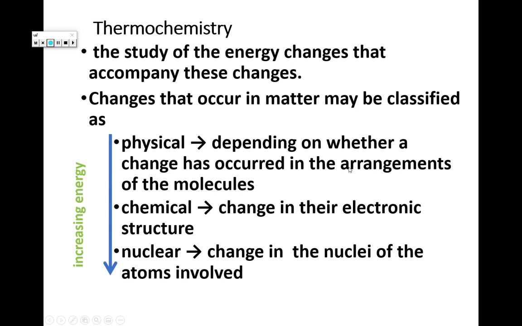So again, thermochemistry is the study of energy changes, and physical changes are a change in the arrangement of a molecule. So the energy value is the lowest because they release or require the least amount of energy. We could put an ice cube on the table and it would melt at room temperature. Yesterday, we saw the alcohols evaporate without any input of energy at all, versus chemical. So chemical has a wide range.